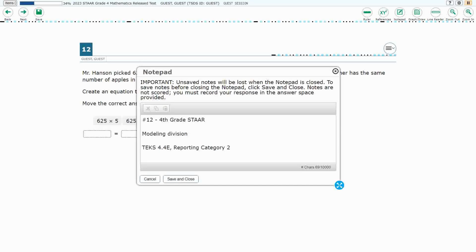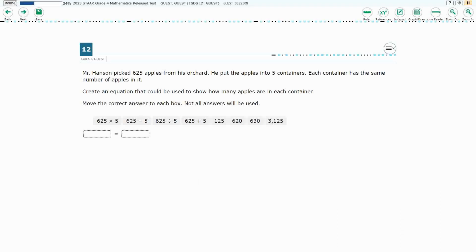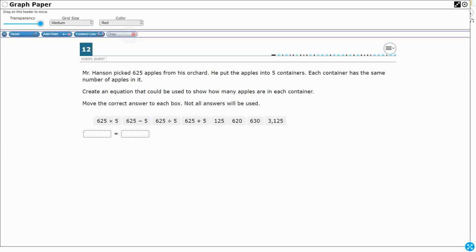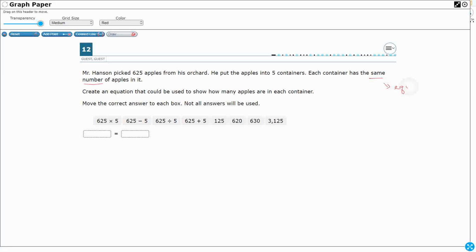For number 12, we are modeling division. This is TEKS 4.4E in reporting category 2. So we got Mr. Hanson, he's picking 625 apples from his orchard, and then he put apples into 5 containers. Okay, so what do we have here? Each container has the same number of apples. We got several clues. When we have same number of apples, that means we've got equal groups. And when we see equal groups, that means we are going to multiply or divide. That's going to be the two operations that we deal with when we're talking about equal groups. And look at this. We've got picked 625 apples from his orchard. So that is a total. That's the total number of apples that he has.